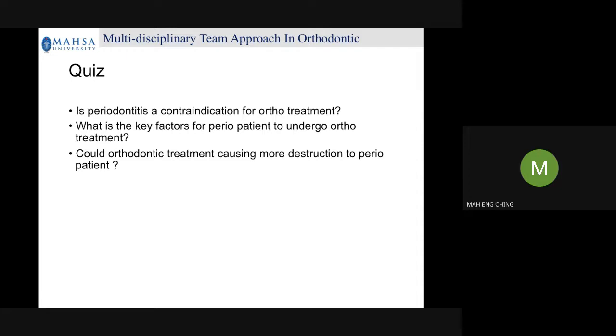So could orthodontic treatment cause more destruction to the perio patients? Can we have Jasmine? Anyone want to give a try? Could ortho treatment cause more destruction to the perio patients? Can it happen? Any takers? Yes, it can happen. How?